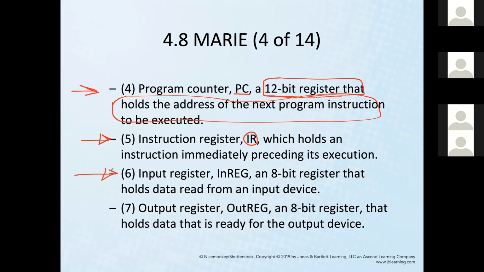The next register is the input register. We show it with INREG, which is an 8-bit register that holds data being read from the input device. And finally, we have the output register. The output register is, again, 8-bit and holds the data. How many I/O devices can we have for this processor? Of course, 2 to the power of 8, because I/O registers are 8 bits.